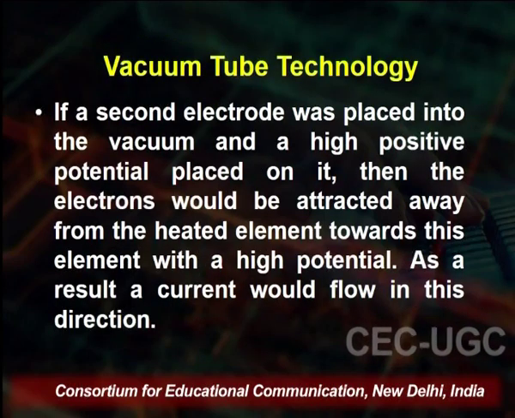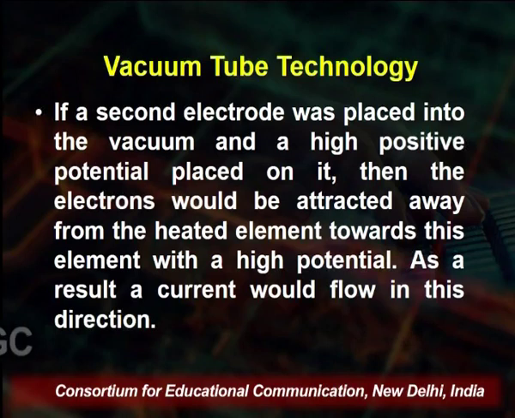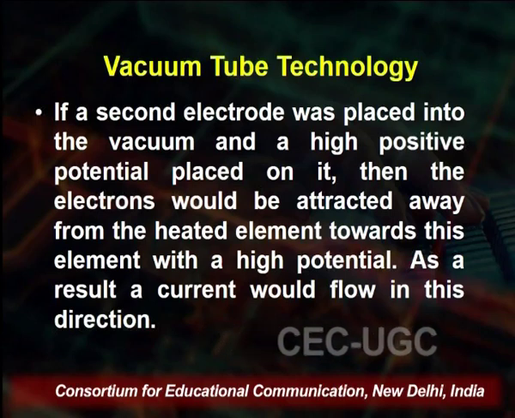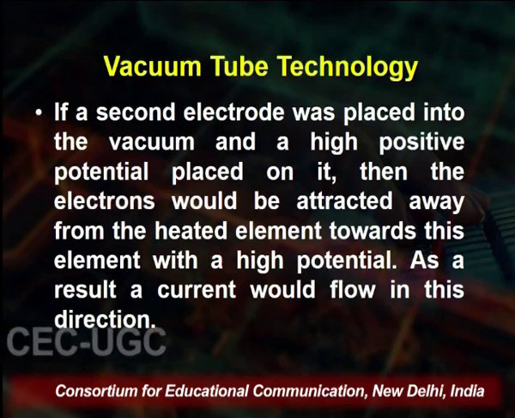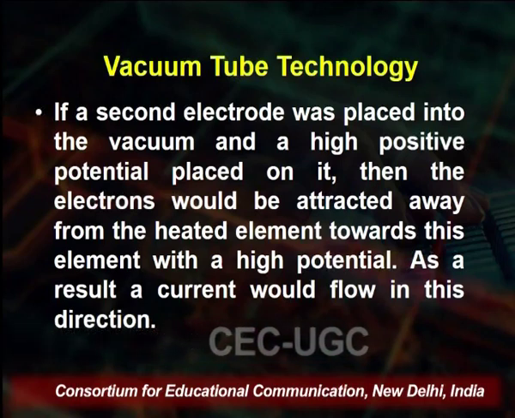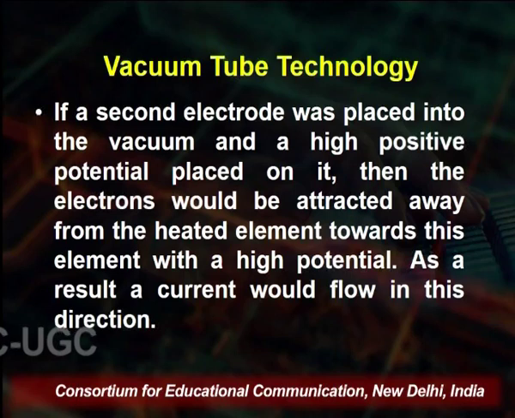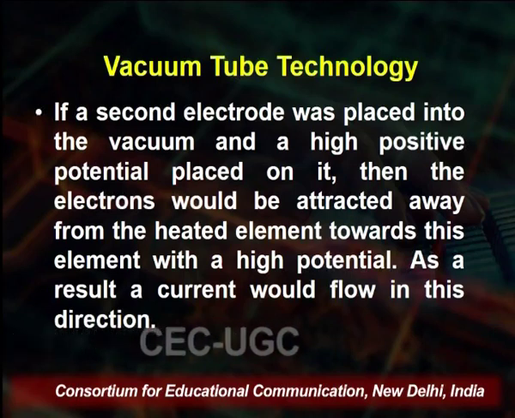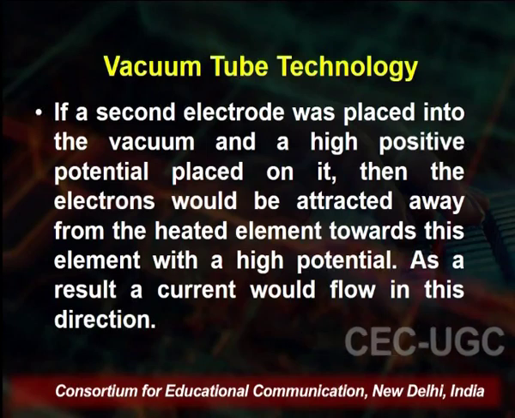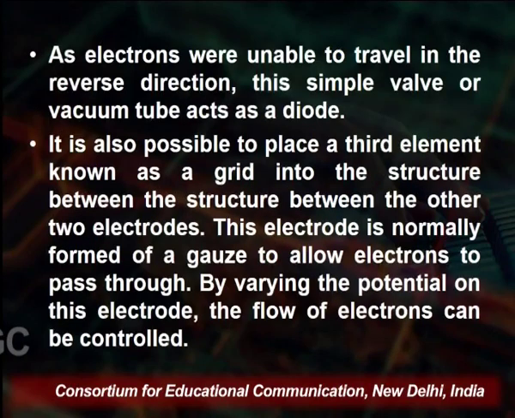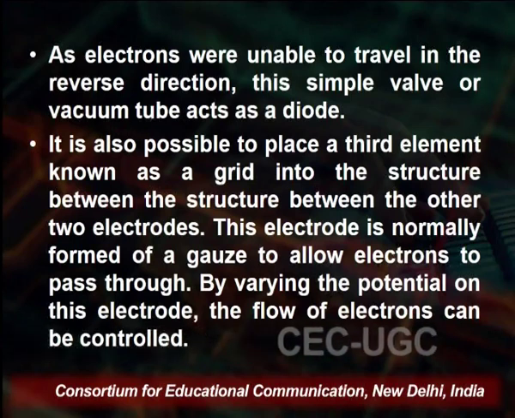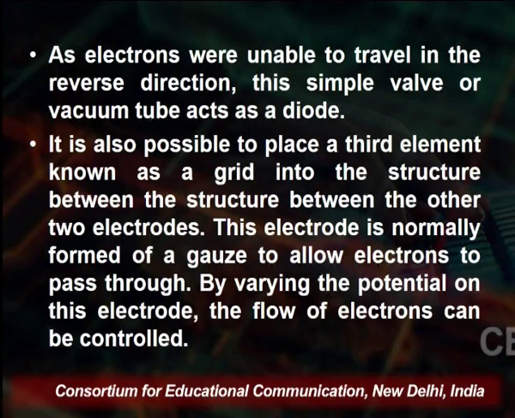In this manner, a second electrode is placed into the vacuum and a high positive potential is placed on it. Then the electrons would be attracted away from the heated element towards this element which has the high potential. As a result, a current would flow in this direction. So, the electrons move in the high positive direction, and they are unable to travel in the reverse direction. This simple valve or vacuum tube acts as a diode. It is moving in one way.